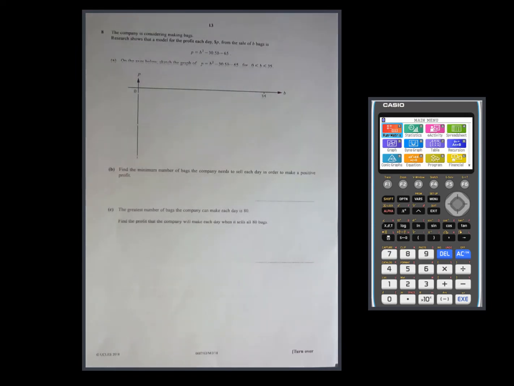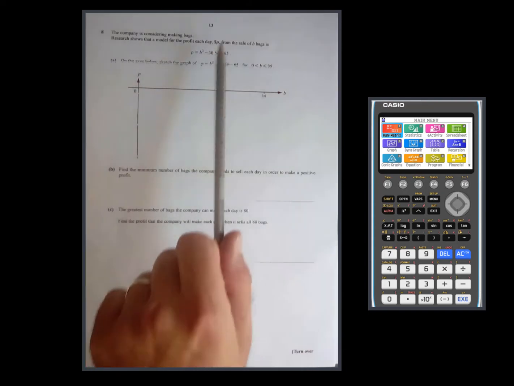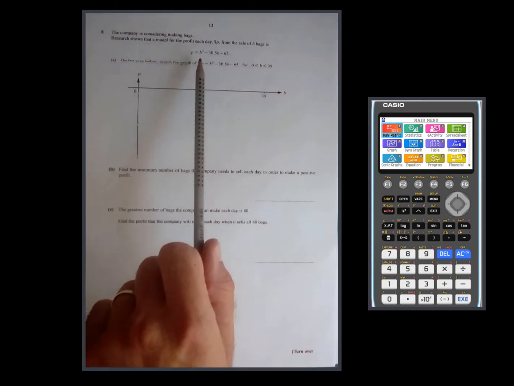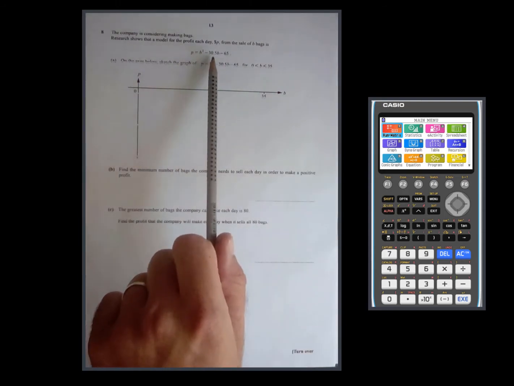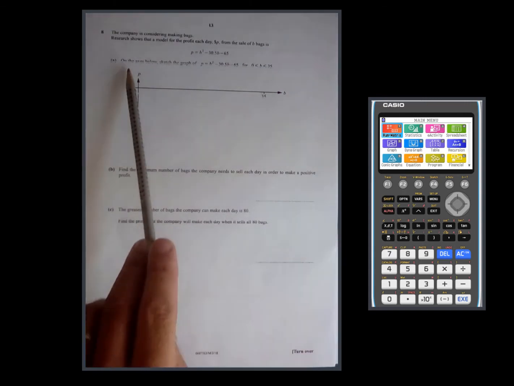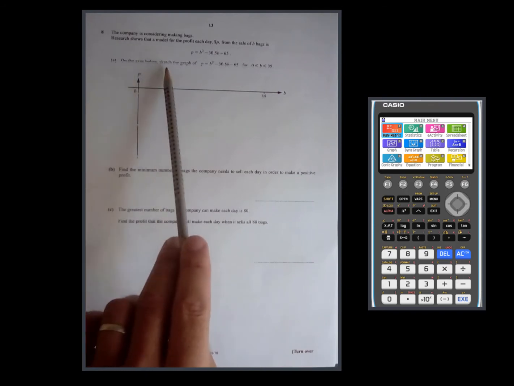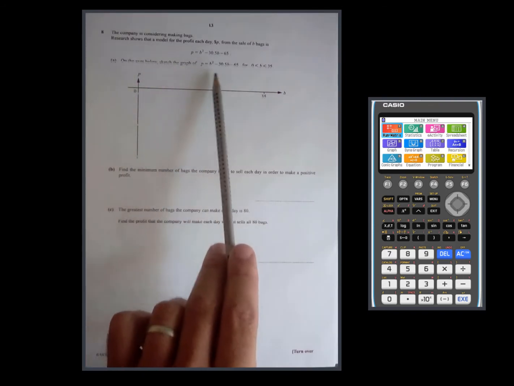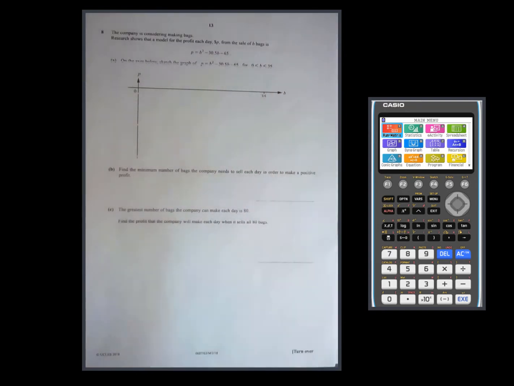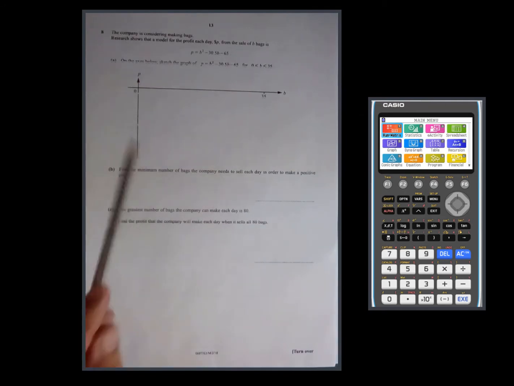The company is considering making bags. Research shows that a model for the profit each day, profit in dollars, from the sale of B bags is P equals B squared minus 30.5B minus 65. On the axes below, sketch the graph of P equals B squared minus 34.5B minus 65 for B between 0 and 35 inclusive. So you've got some axes.